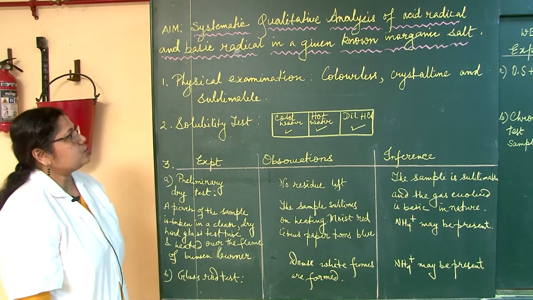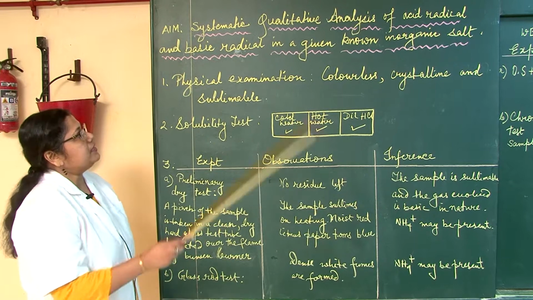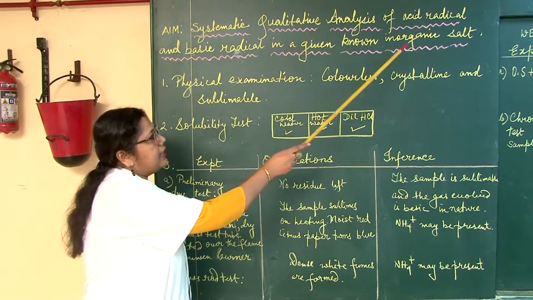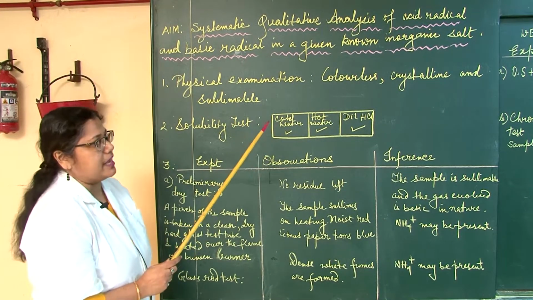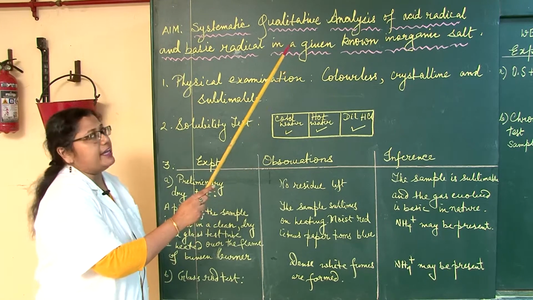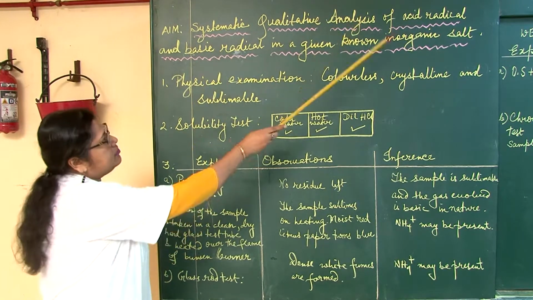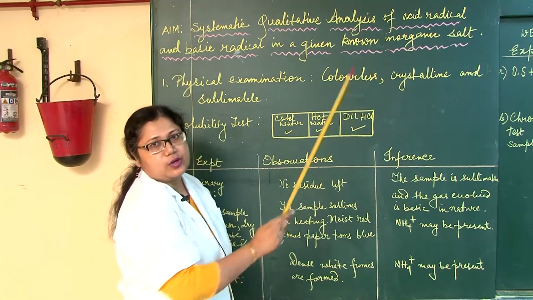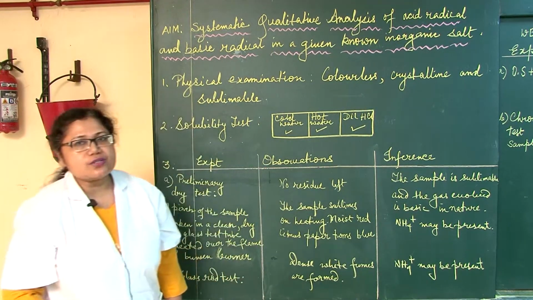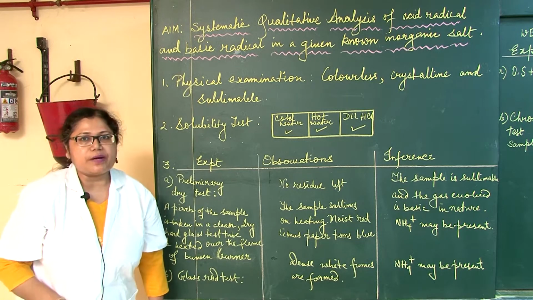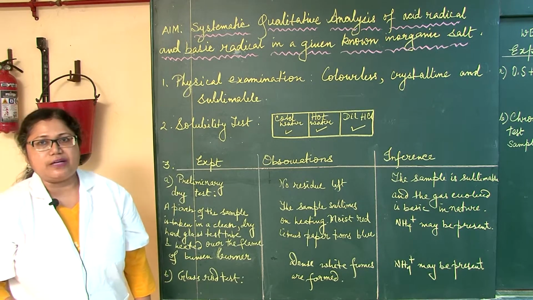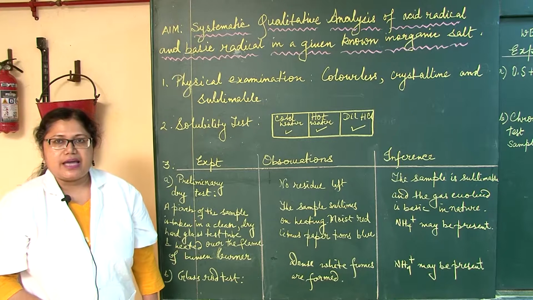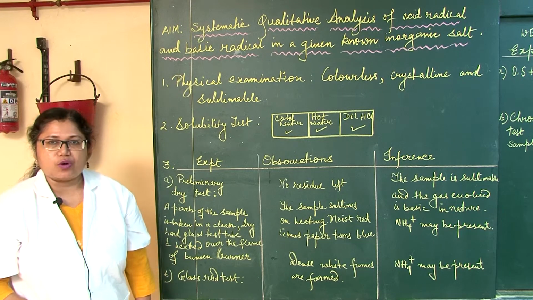Hello, good afternoon students. Today's experiment is systematic qualitative analysis of an inorganic salt sample, where our aim is to detect the acid radical and basic radical in a given inorganic salt. Now, students, we know a salt is produced by the neutralization reaction of an acid and a base, and it has two parts. What are the two parts?